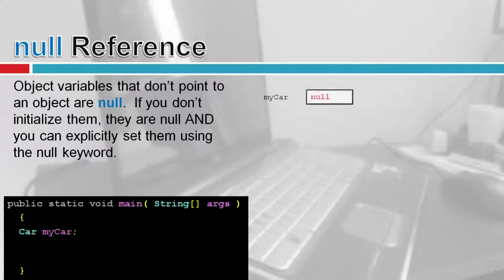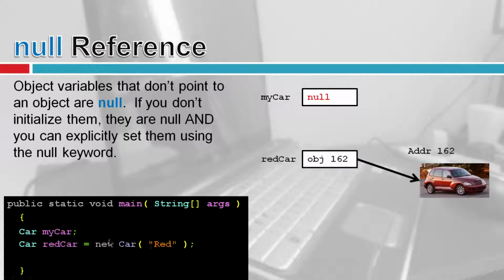So I'm going to create a car. Notice I didn't use the keyword new car. I'm just creating a variable, my car. So by default, since I haven't created the object in memory, the address is null. I don't have anywhere to point to, so we set that to null. Here I'm going to create a new red car, and I actually created a new red car in the address location. The value of red car is the address of where that object is in space.